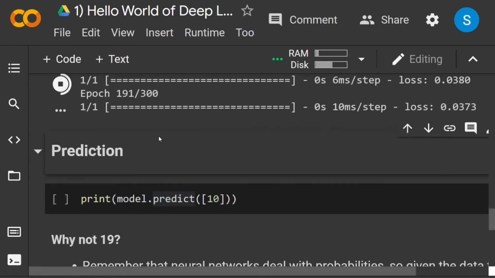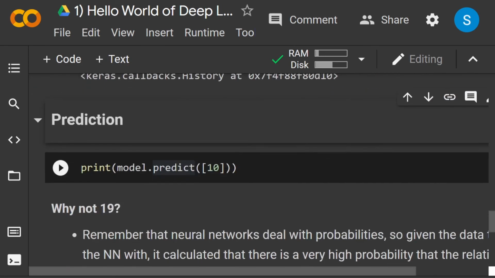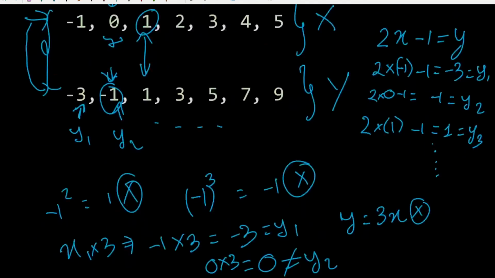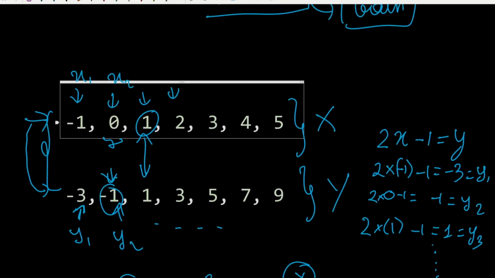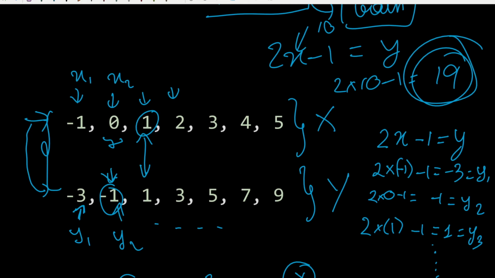Once this is done, I will start by making my predictions. I'm going to first predict what my output is going to be if I send my input as 10. We defined the function to be 2x minus 1 is equal to y. So if I pass my input as 10, my output is going to be 2 multiplied by 10 minus 1, which is equal to 19. So my output should come to 19 or close to 19.